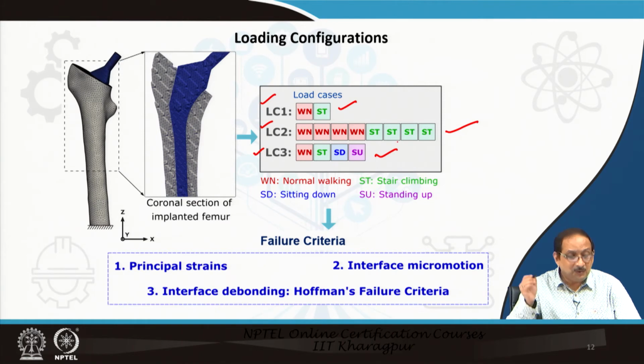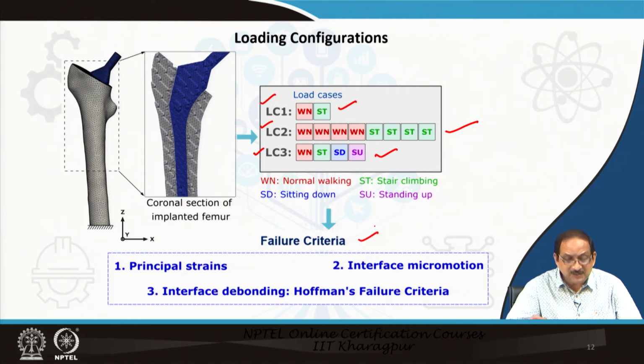LC3, or the loading configuration 3, included the maximum load cases from other common activities like sitting up from the chair and sitting down on the chair, along with the peak load cases of normal walking and stair climbing. Peak load instances of hip contact forces were considered for these activities.